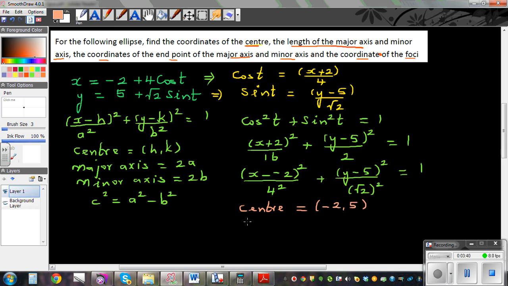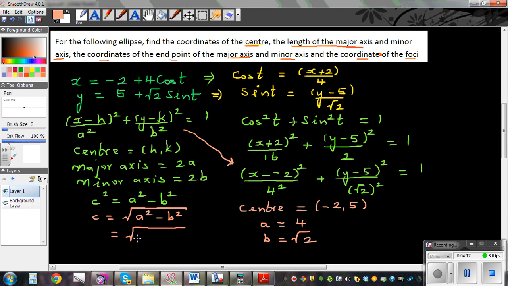Your major axis is 2a, so what is a? a is 4. What is b? b is root 2, just by comparing the standard form. And c, if you make c the subject, is the square root of a squared minus b squared. That will be the square root of 16 minus 2, which is square root of 14. So let us leave it like that.